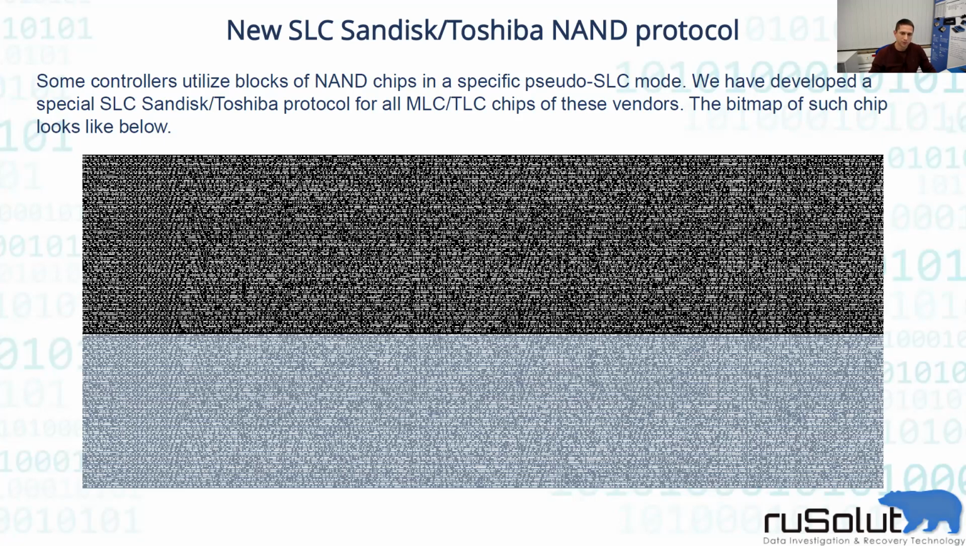But the problem there was that if we read pseudo SLC blocks in standard mode, with the standard MLC protocol, then we get a lot of bit errors in that block. And even ECC and read-retry would not fix those errors. And that's why sometimes, for example, the last version of the file system written into a pseudo SLC block was not available. Now, with this new protocol, we can actually get this data.